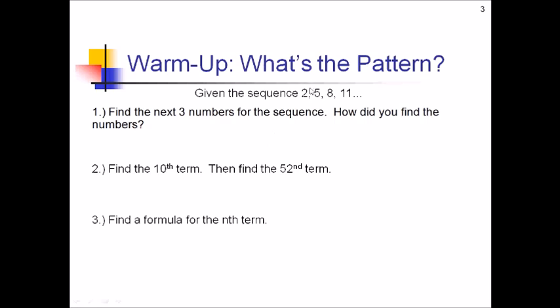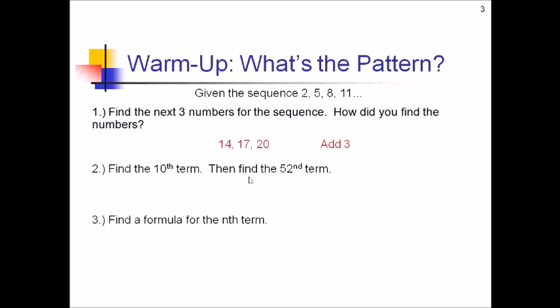So we notice here that we're adding 3 each time, so the next three numbers would be 14, 17, and 20. So adding 3 is the rule for this one. All right, pause the video again and see if you can figure out the 10th term for this sequence. And if you're feeling really ambitious, go ahead and find the 52nd term, and see if you can do this efficiently without adding 3 52 times.